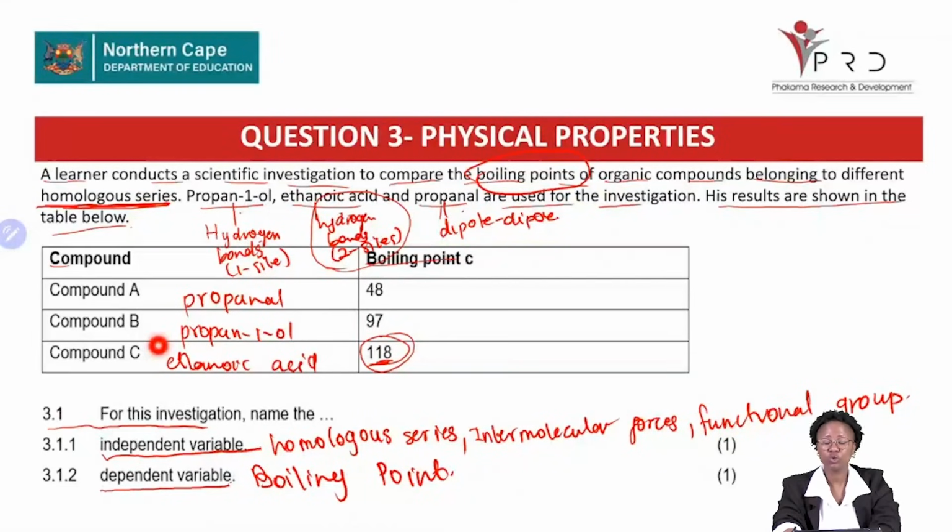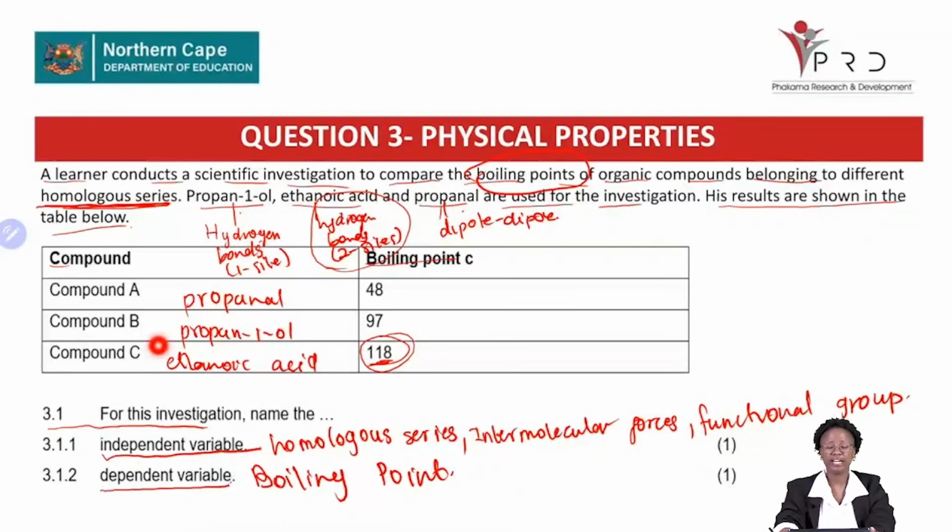Now, another thing that I want to talk about, which is not here, is the investigative question. The examiner can ask you to write the investigative question for this. What is important is that it must always include the dependent and the independent variable. So in this case, we can say, what is the relationship between the boiling point and different homologous series? Or, what is the relationship between the boiling point and different functional groups? Or, what is the relationship between the boiling point and different intermolecular forces? And don't forget that when you are asked a question, you must always include a question mark. Guys, we are okay with this one?